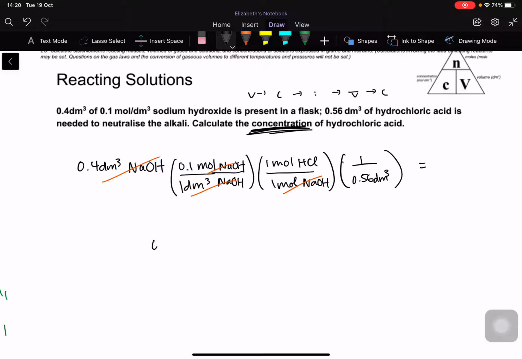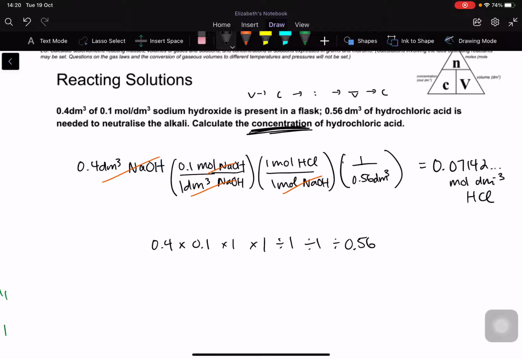Doing this in my calculator, I would type 0.4 times 0.1 times 1 times 1 divided by 1 divided by 1 divided by 0.56. And when I do that on my calculator, I get 0.07142 blah blah blah moles decimeter -3 of HCl.